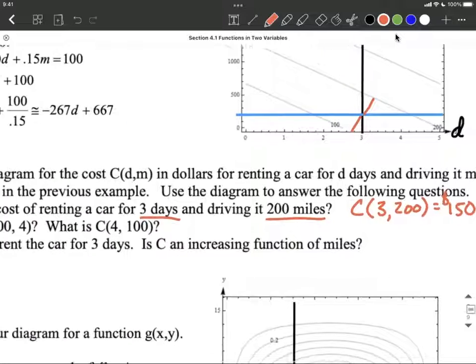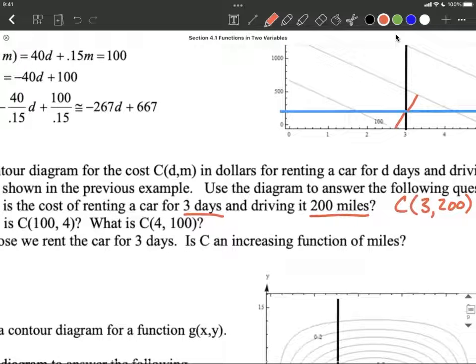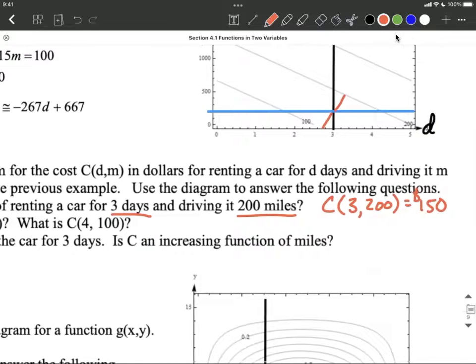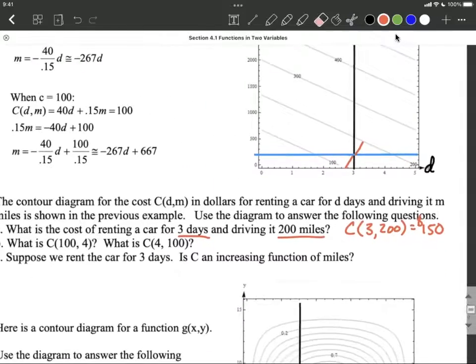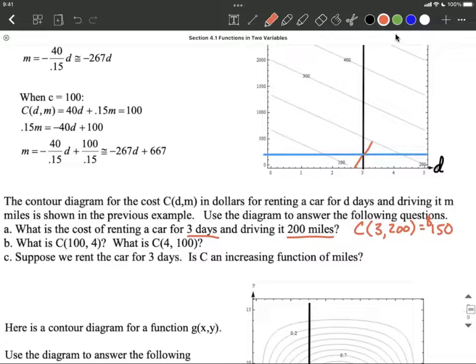All right, what about these other ones though? What about the cost for driving for 100 days and only traveling 4 miles? If we look at our contour mapping, we don't have 100 days here at the bottom. It only goes up to about 5 days on our graph. Now we could draw a much bigger contour mapping, extending the d-axis, or the x-axis, off to the right a lot further, but it's going to be very tough to answer that one. Based on what we have right here, I would say this one does not exist.